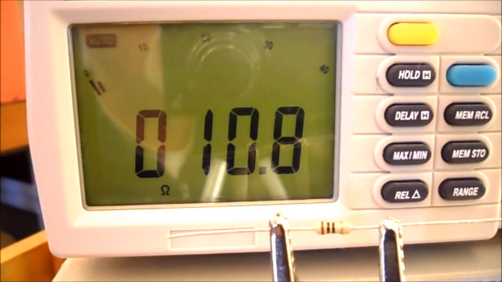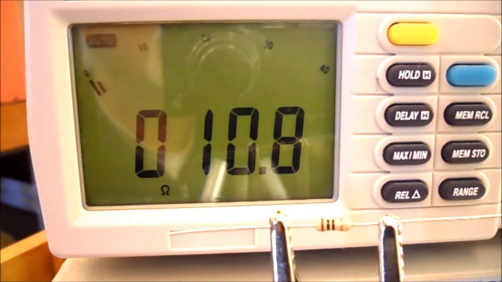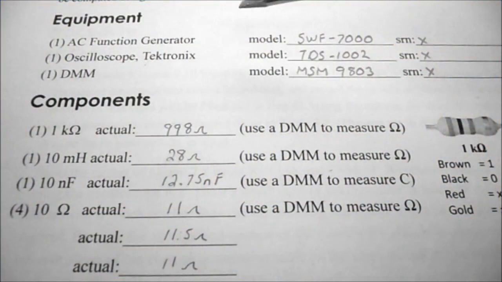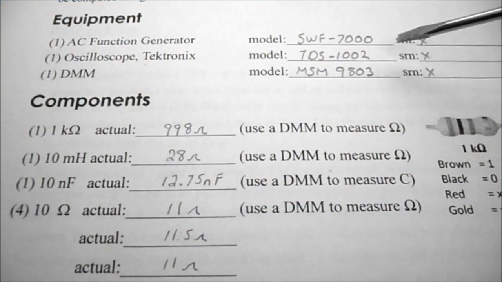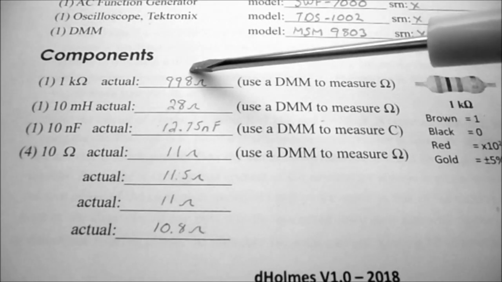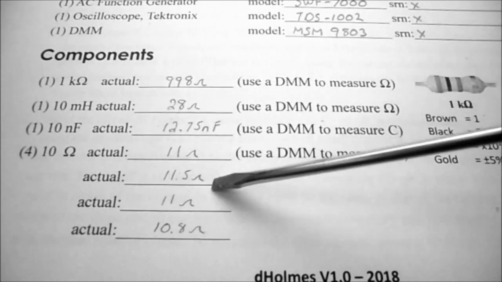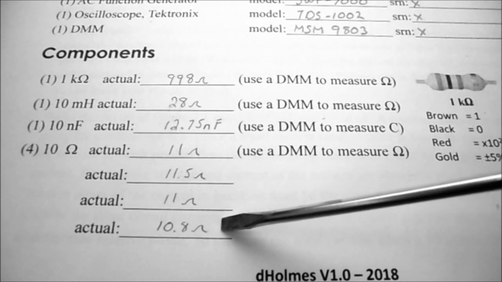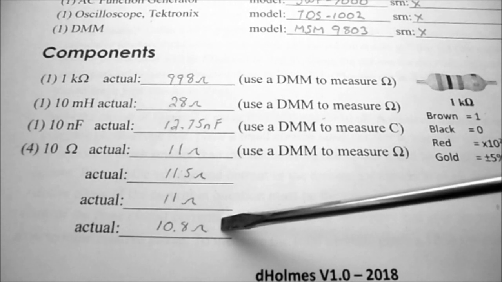Now, since you only need one resistor, take the resistor that is closest to 10 ohms as possible. So this is the resistor I'm going to be using to take all my measurements. So under equipment, I've filled in my model numbers. I haven't put in the serial numbers because they're too hard to find. So under components, I've listed all my measured values, and I've decided to use my last 10 ohm resistor because it's 10.8 ohms, and that's as close to 10 ohms as my resistors get.